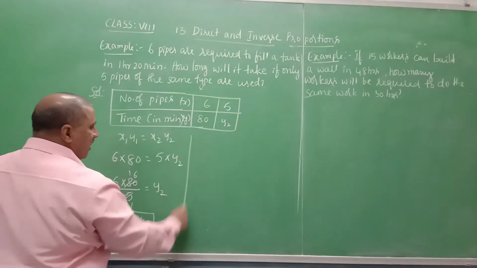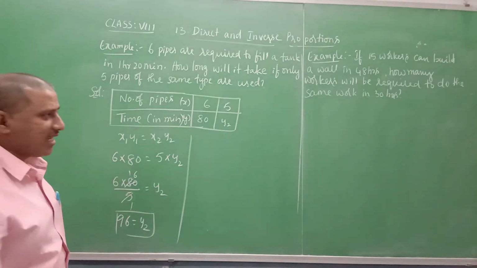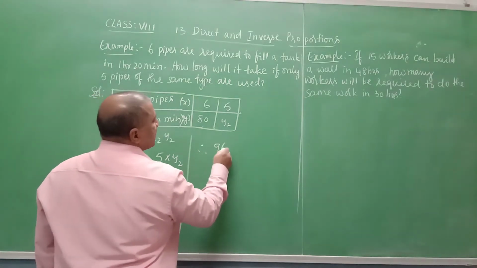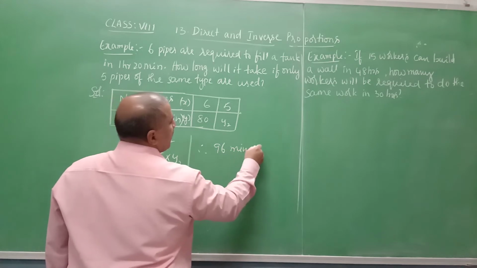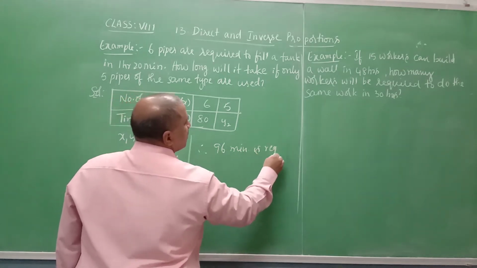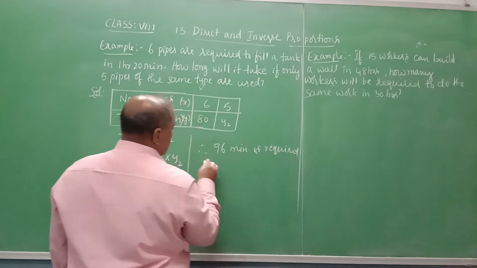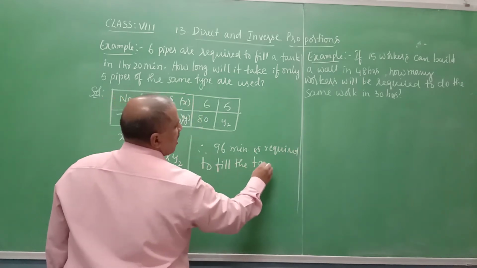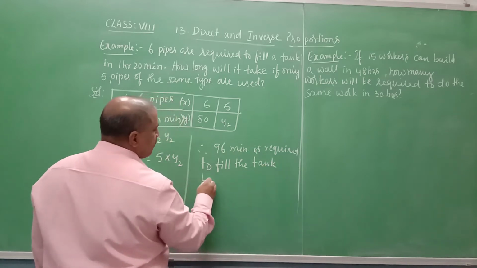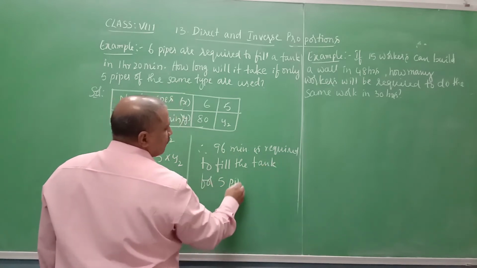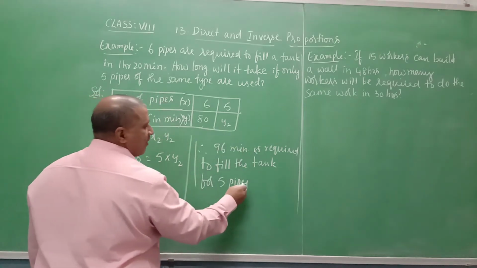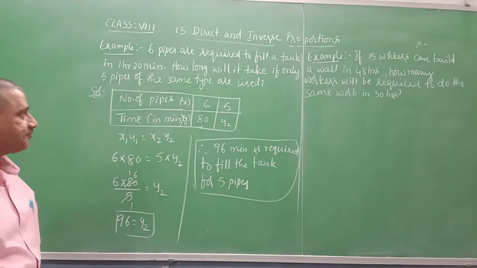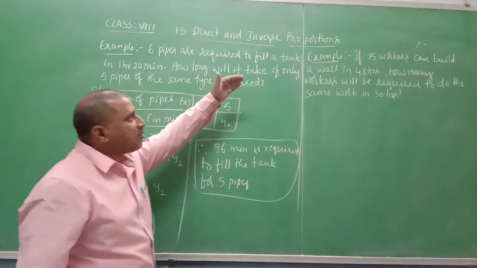So how much time will it take to fill the tank? With 5 pipes, 96 minutes. Therefore 96 minutes is required to fill the tank for 5 pipes. Like this we will find the required time to fill the tank. Clear? Now see one more example.